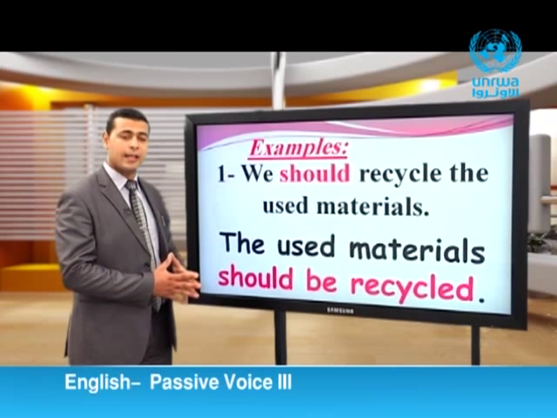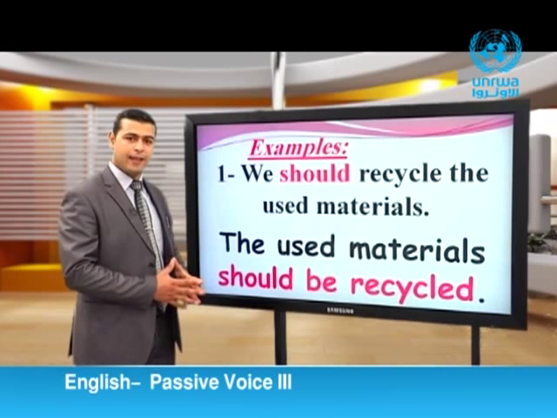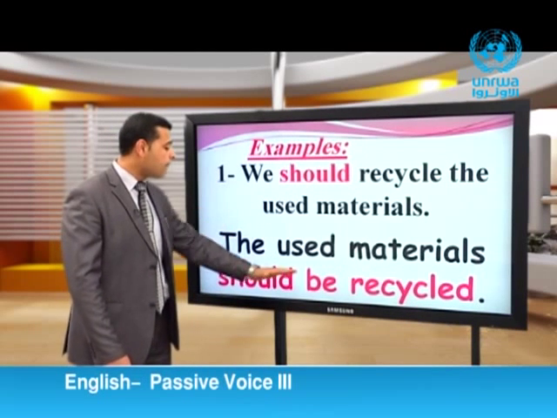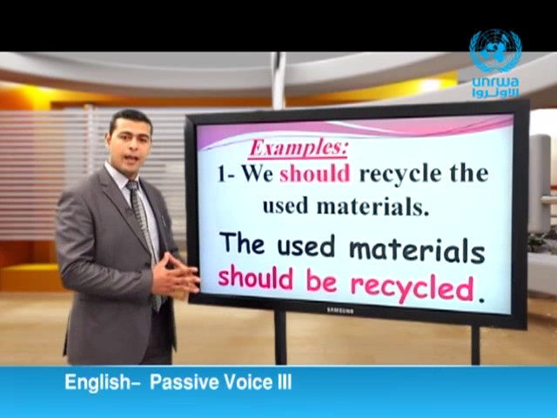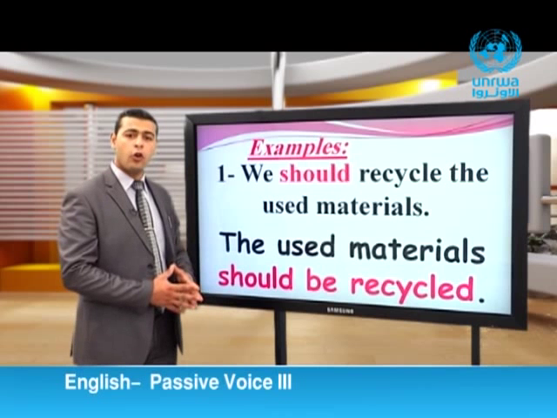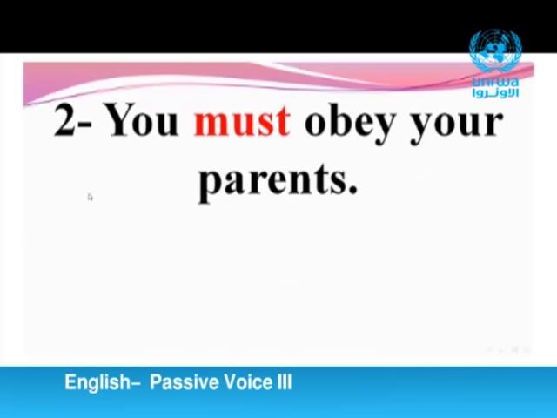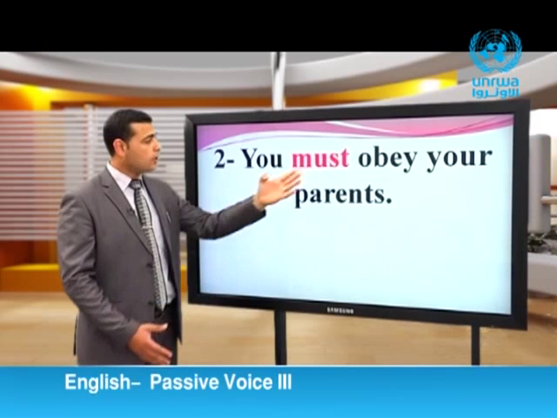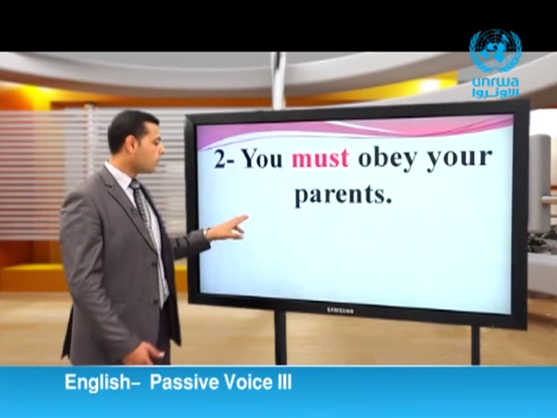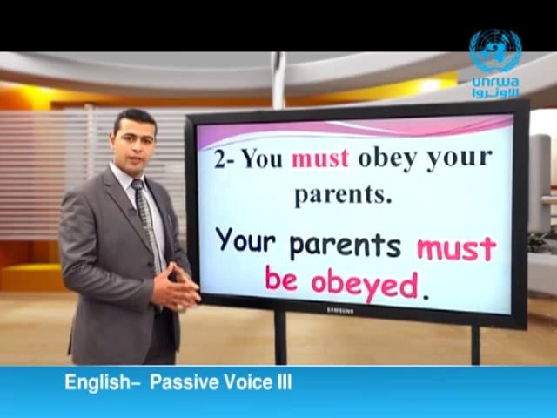Now let's read the sentence again. The used materials should be recycled. After should comes what? Comes the infinitive be, and after be comes the third form of the main verb. Let's look at another example. You must obey your parents. Here, where is the object of this sentence? Your parents. All right? So here, your parents must.